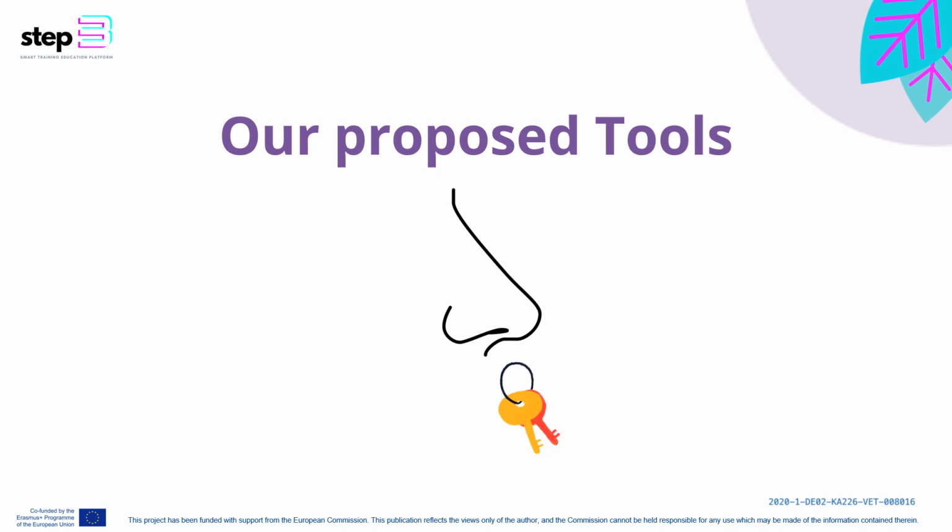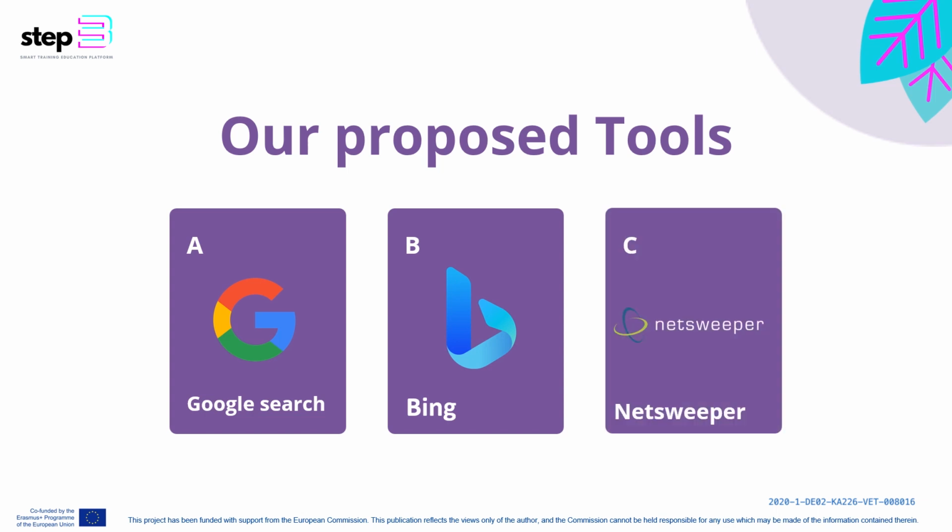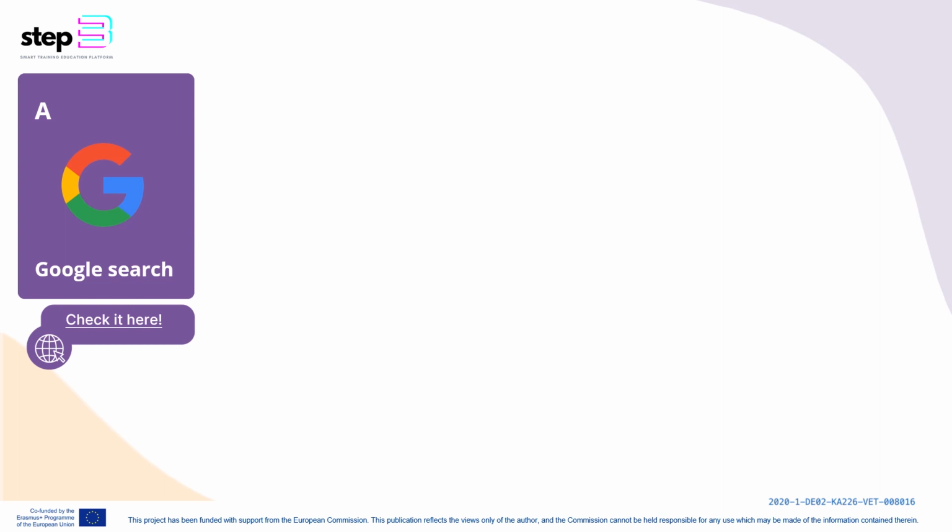To search properly under our noses, we propose that you look at two very known tools, Google and Bing for browsing and searching, along with a third tool, NetSweeper, which minimizes noise when exploring the internet through the institution's internet access. Let's begin with Google.